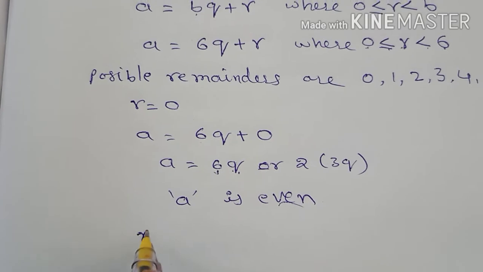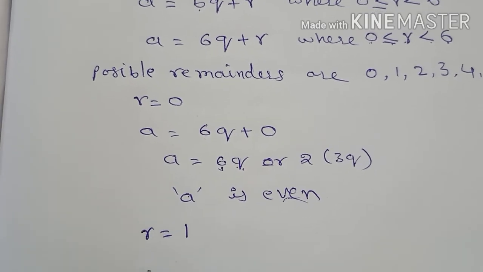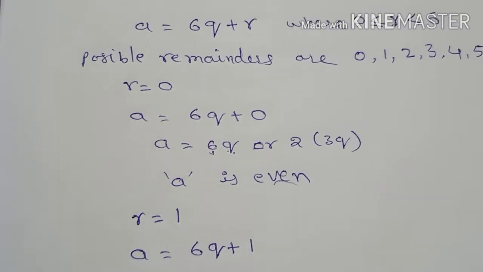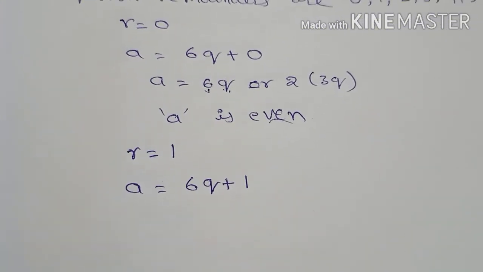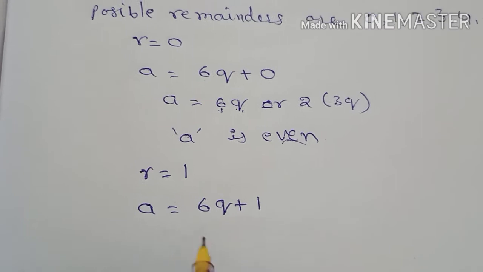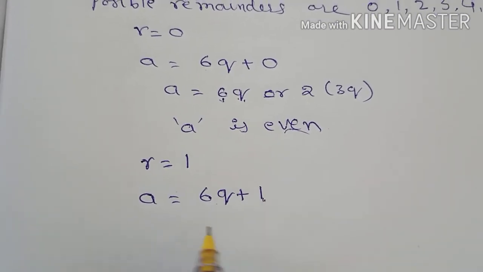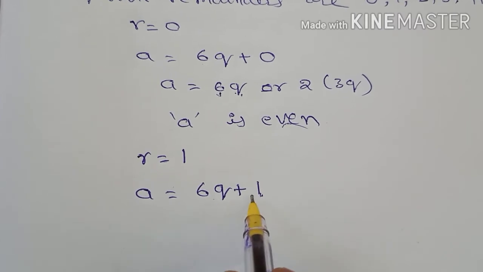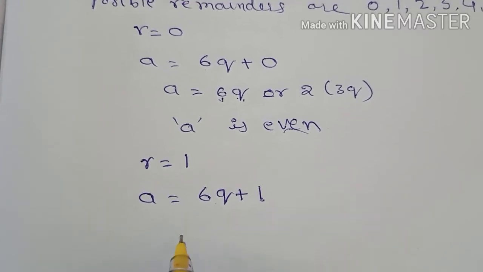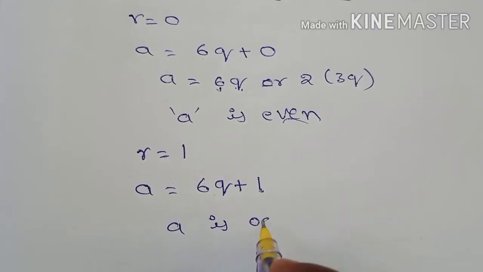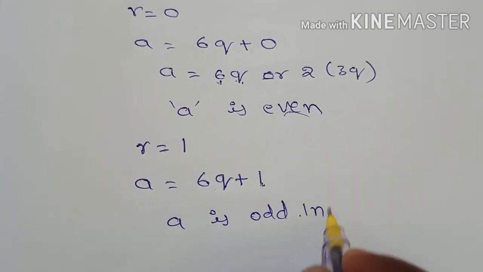Let us take r is equal to 1. Then a is equal to 6q plus 1. Now the remainder is 1, and when you divide it by 2, you will get the remainder 1. So therefore a is an odd number, an odd integer.